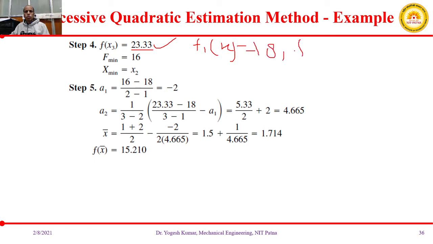We have f(x2), this is x1, this is f(x2), which is equal to 16. So now we are supposed to estimate the minimum of these three functions. So we can see which one is having minimum value. f(x3) is 23, f(x1) is 18 and f(x2) is 16. So the minimum of these three functions is equal to f(x2).